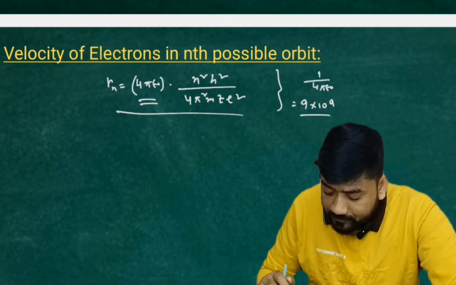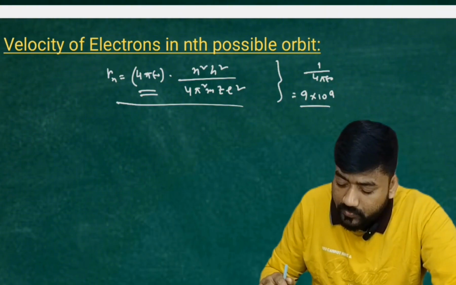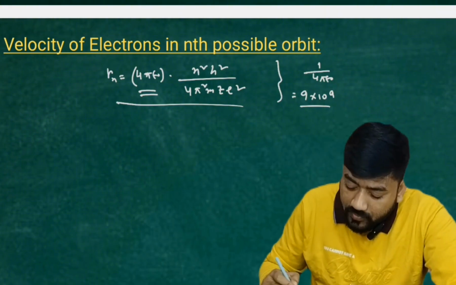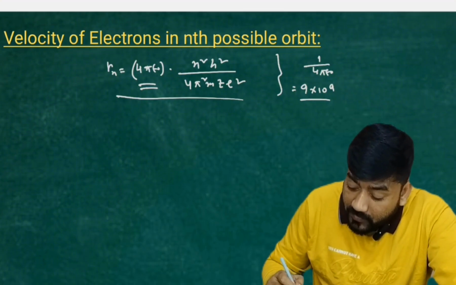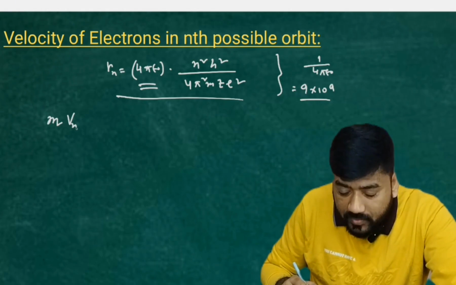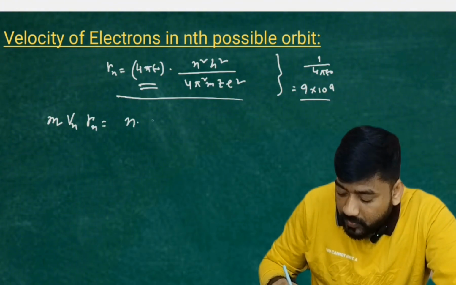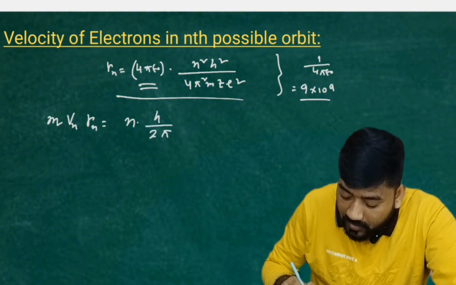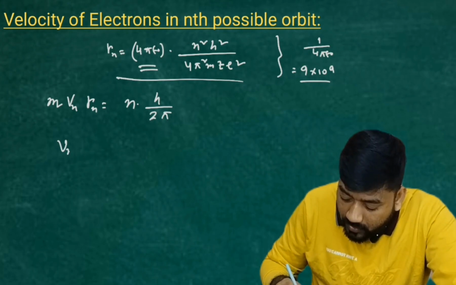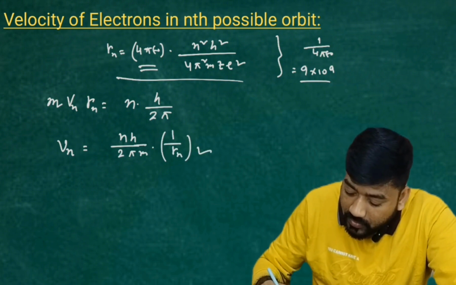Okay, now if you want to find out the speed of the electrons in nth possible orbit, then you have to use the expression obviously for angular momentum quantization. So that expression was m into vn. Here m is the mass of electron, into Rn, and that is equal to n into h upon 2 pi. Now from here you can find out vn. So vn क्या होगा? So vn equal to nh by 2 pi into m and 1 upon Rn.